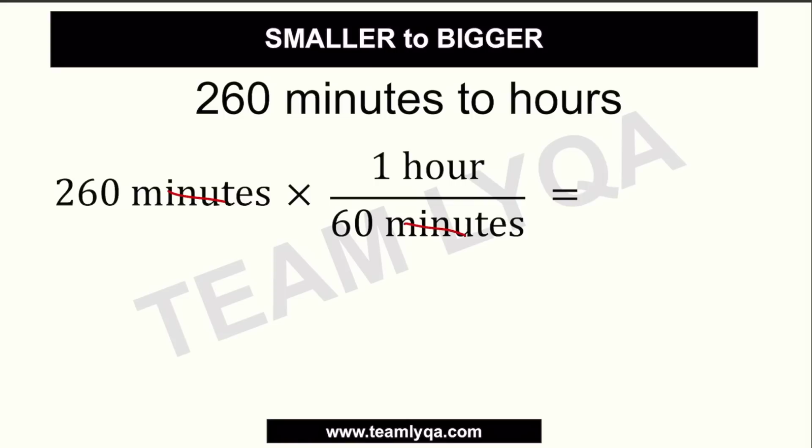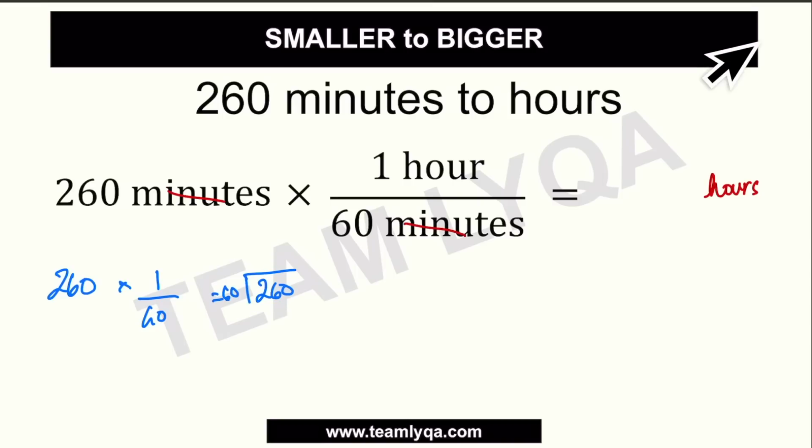Pero if you notice, kasi 1 hour is equal to 60 minutes, yung 60 nasa ilalim na. Okay? Ibig sabihin nun, kung isosolve natin para makita natin kung ilang hours, ang gagawin natin is 260 times 1 over 60 or 260 divided by 60, kasi pareho lang yan. Okay? Kasi 260 over 60 na siya. So, i-divide natin siya ngayon.